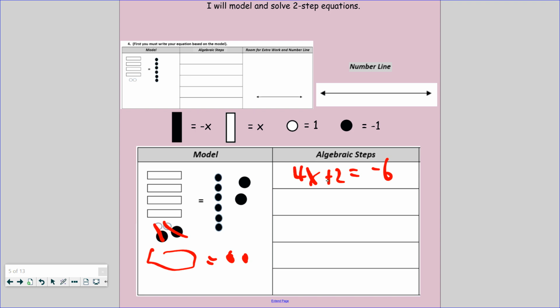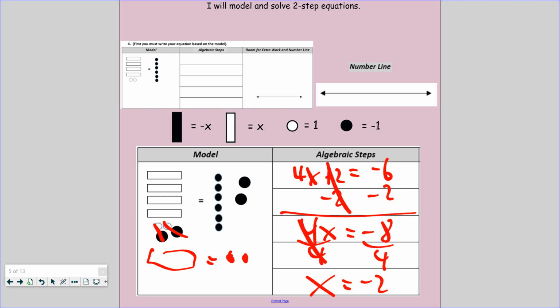So what is the inverse we need to isolate x. What's the inverse operation of plus 2? Minus 2. Let's subtract 2 on both sides. This cancels out. So negative 6 with negative 2 is negative 8. I have 8 negatives. I need to divide them among 4 x's each. So I need to divide them by 4 groups. X equals negative 2. Looking at our model, perfect.